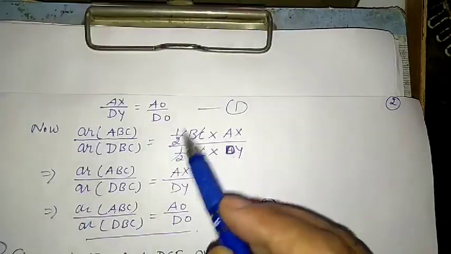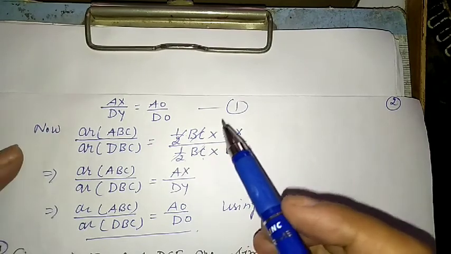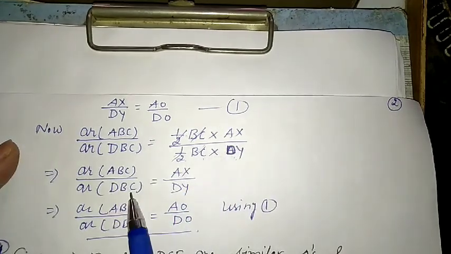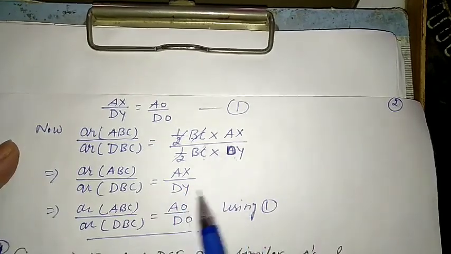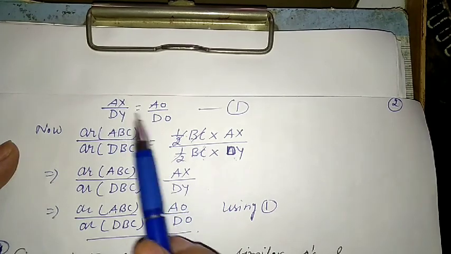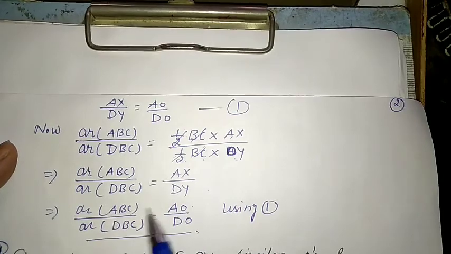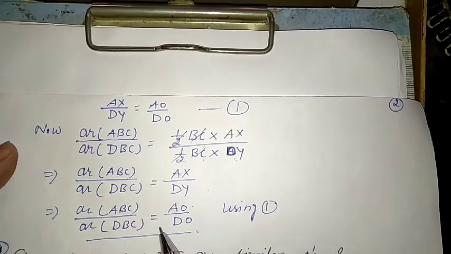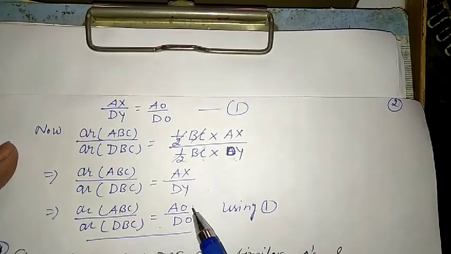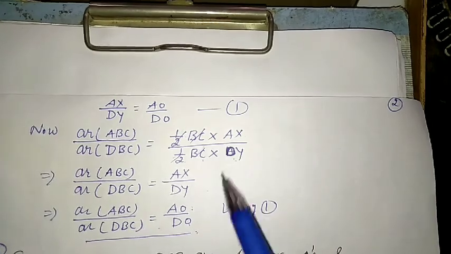So from here half can be cut, BC can be cut. So area of ABC upon area of DBC is equal to AX upon DY. And from the first, AX upon DY is equal to AO upon DO. So area of ABC upon area of DBC is equal to AO upon DO. This is using 1. That's what we want to prove.